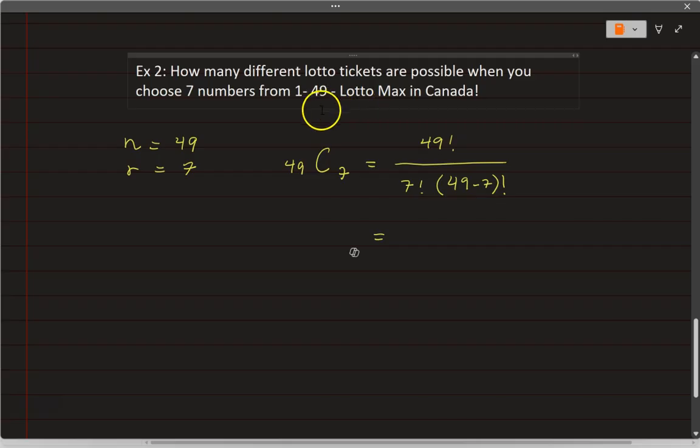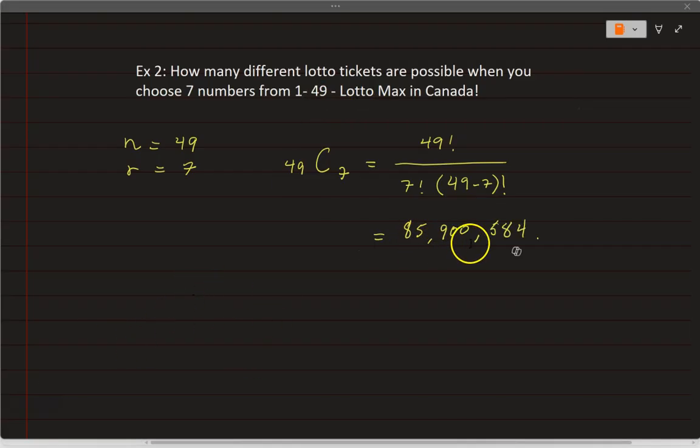Now, when you do the math in this one, you'll notice how many different lotto tickets are possible given the specifics here, and the answer is 85,900,584 different lotto tickets. So you can see, if you buy a set of 3 lines, 3 sets of 7 numbers, for $5, you have to divide this by 3, which comes out to about 27, 28 million on average. That's a 1 in 27, 28 million probability of winning. That's why it's astronomical. All right, so this is example 2.